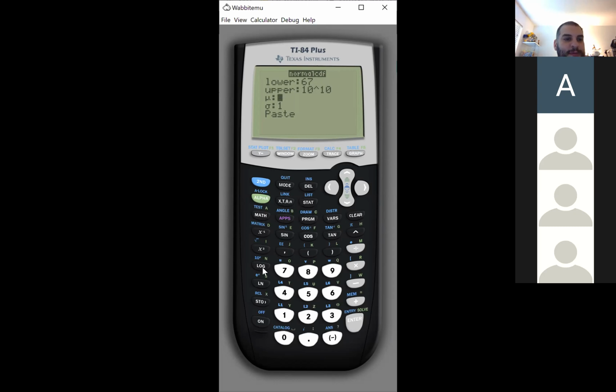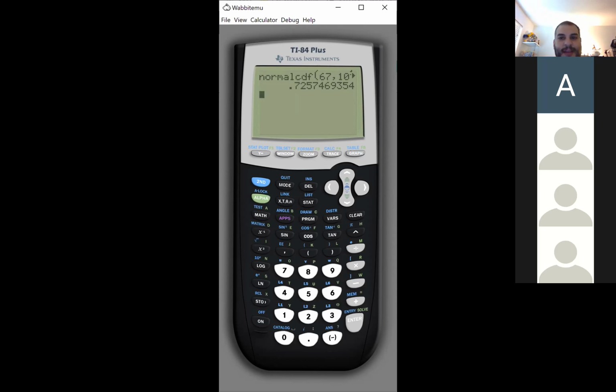For mu, you put 70. And for standard deviation, you press 5. And then you go to paste and hit enter. And you should get exactly the same answer that we got in Class Calc. So that's how you deal with the TI-83 or 84. Any question for the TI-83 or 84? No. All right, perfect. All right, so we're gonna go ahead and now do part B.